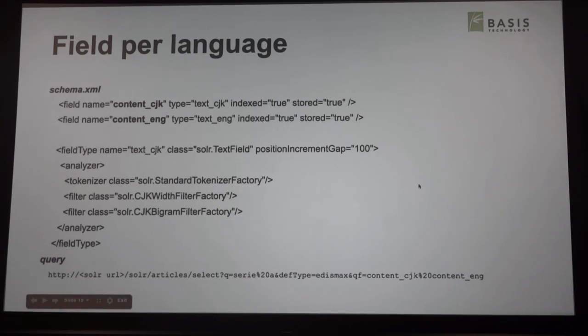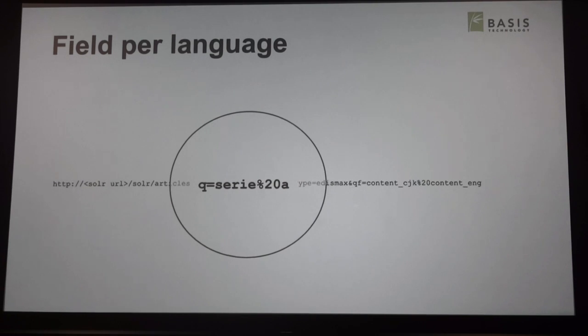Yeah. So at query time, you can query Solr in a bunch of ways. There are SDKs. Under the covers, though, it's a REST API. So here's an example of how you would query this, and I'll go through this piece by piece. So in the field per language approach, let's say that you want to query across languages.